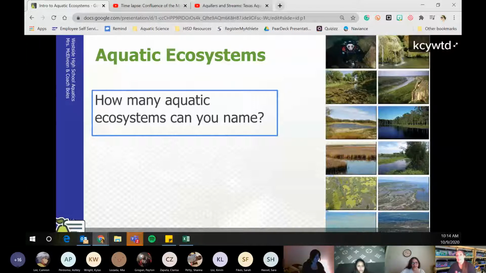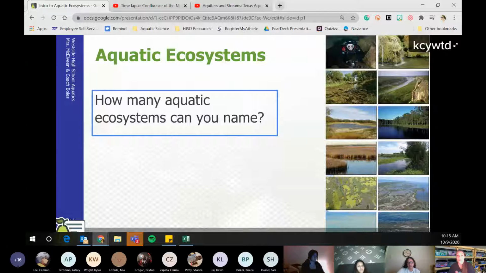Swamps, marshes, lakes, rivers, wetlands, ponds, underwater caves, oceans, seas, streams, geysers, bogs. Who said bog? Mia. You're so smart. All right. Wetlands, swamps, lakes, oceans, rivers, ponds, estuaries. Boom. All of it. Good job, y'all.